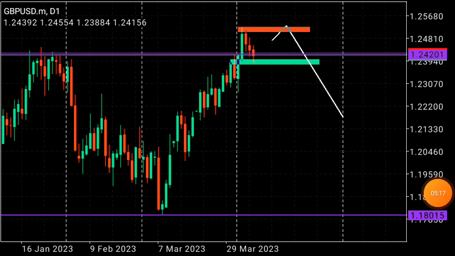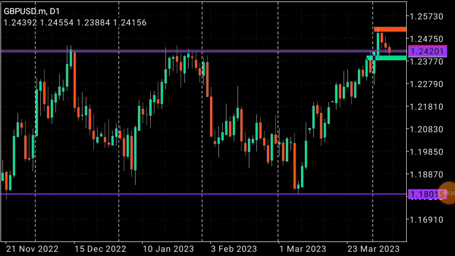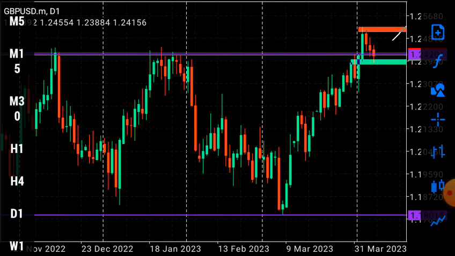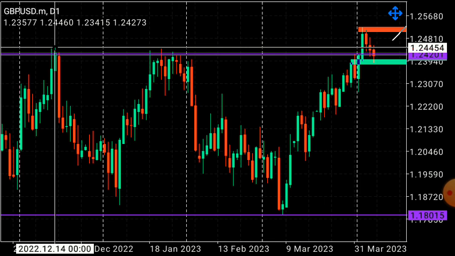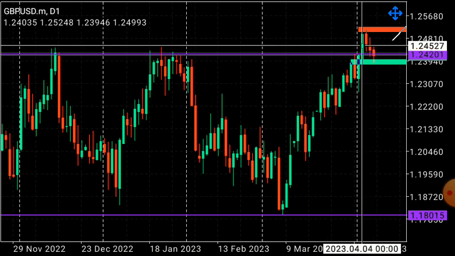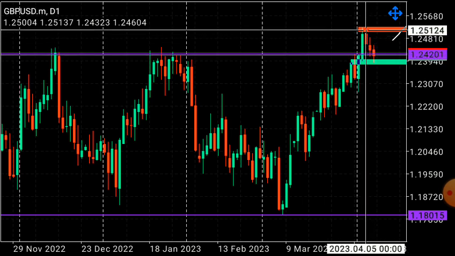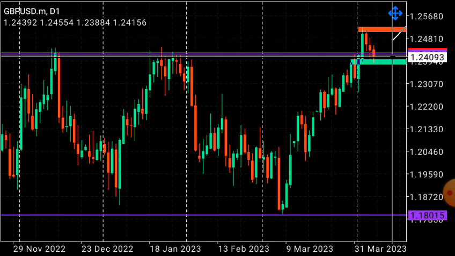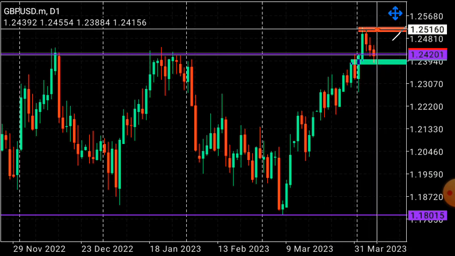Taking a look at the GBPUSD on the daily time frame, I want to show you this on the daily before I move to the smaller time frames. So this is the high of 2022, December the 14th. Price on the 4th of April, GBP impulsed out of that zone. Currently it's pulling back, so we could have a potential retest of that zone, giving us a second touch, and then from there we drop.